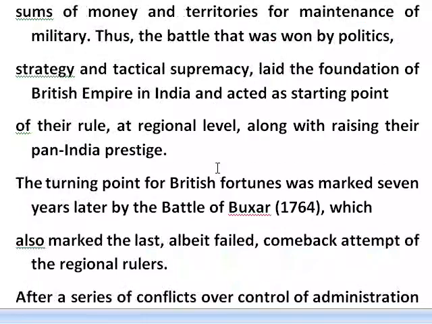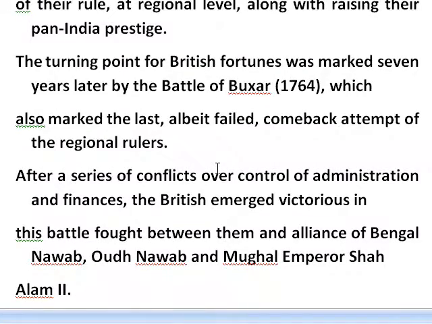The turning point for British fortunes was marked 7 years later by the Battle of Buxar in 1764, which was also the last albeit failed comeback attempt of the regional rulers after a series of conflicts over control of administration and finances. The British emerged victorious in this battle fought between them and the alliance of Bengal Nawab, Oudh Nawab, and Mughal Emperor Shah Alam II.